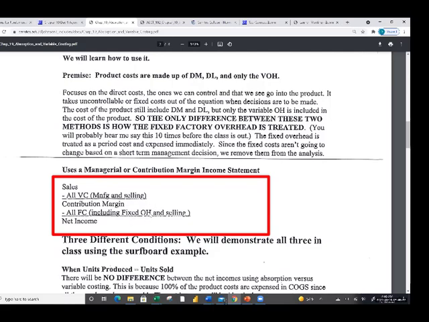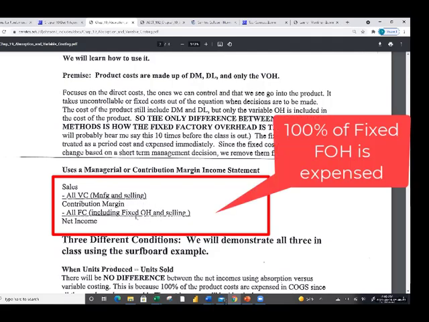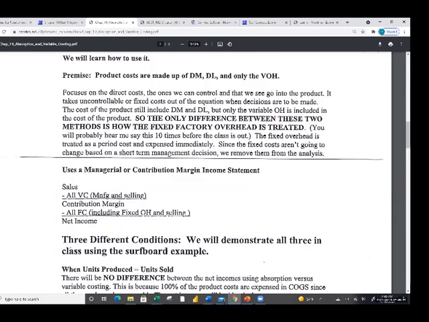Here's the change. The fixed overhead is 100% expensed under direct costing. We're going to take it out of the decision mix. Why? Because it doesn't matter what we do internally. We're going to incur those fixed costs, whether we accept a special selling price, whether we don't, whether we decide to make more units or not. We want to take it out of the mix because it's a non-controllable cost. And that'll give us our net income.